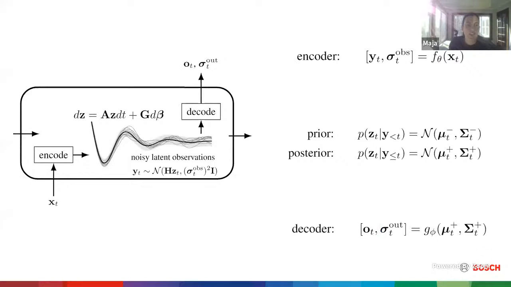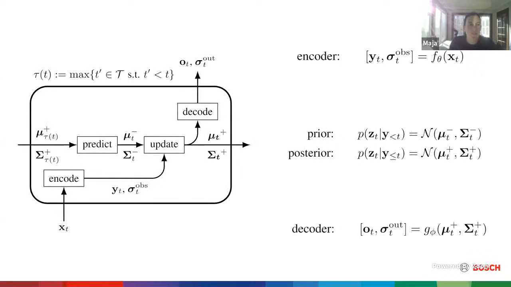And now, since the latent dynamics are linear and this latent observation model is Gaussian, we can apply a continuous-discrete formulation of the Kalman filter to compute prior and posterior. Specifically, here we introduce the notation tau of t to get the last observation in our index set of observation times. So mu tau of t plus is the posterior mean from the last observation.